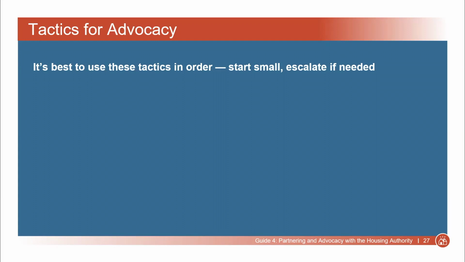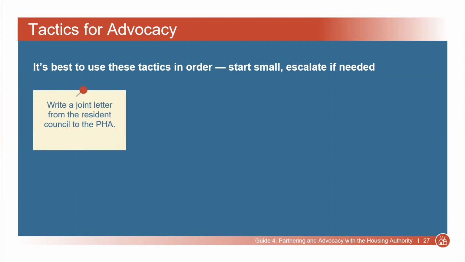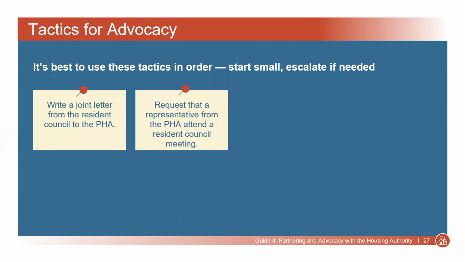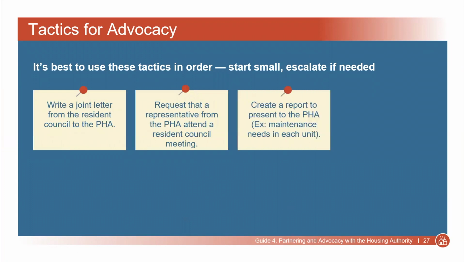Some tactics are good ways to build resident council capacity. Canvass residents, learn their concerns, and write a joint letter from the resident council to the PHA. Request that a representative from the PHA attend a resident council meeting, especially if regular meetings are not happening. Create a report to present to the PHA with detailed concerns and suggestions. Always make sure that residents are presenting clear, achievable requests. For example, list maintenance concerns in each apartment.